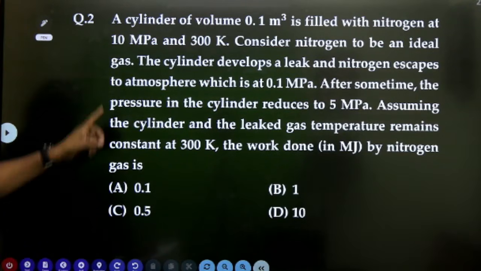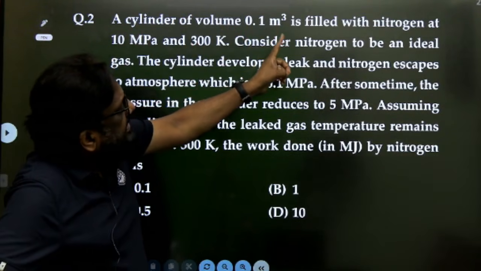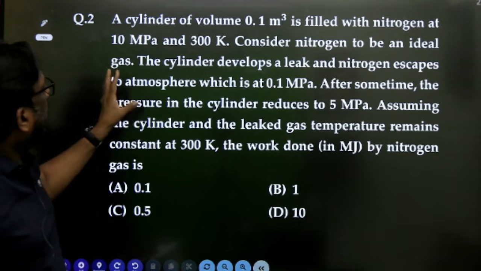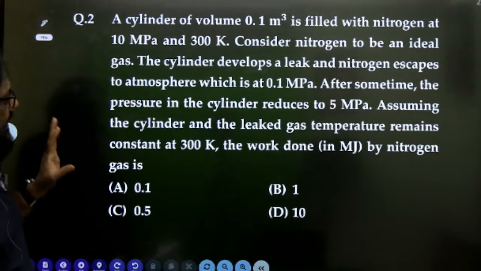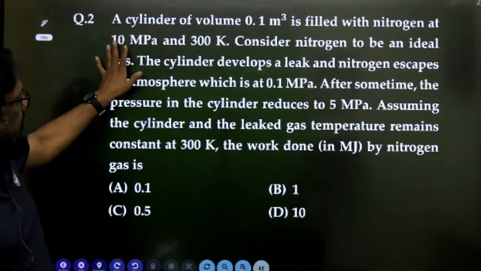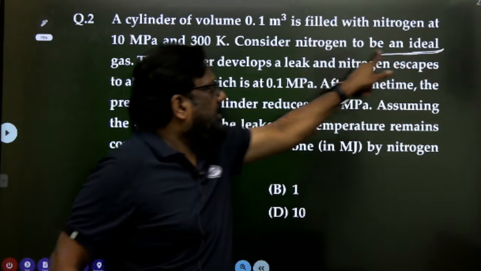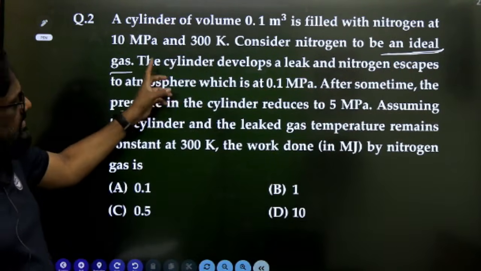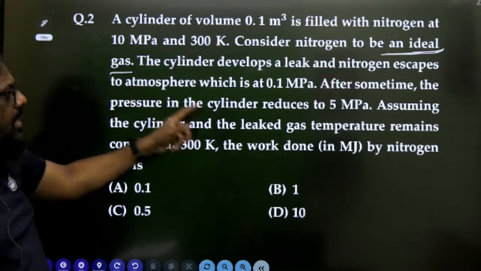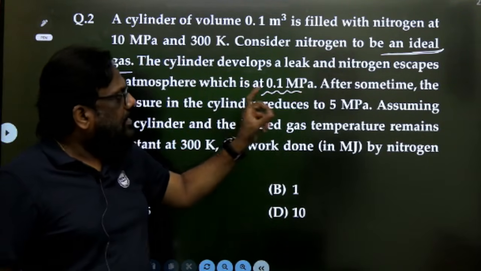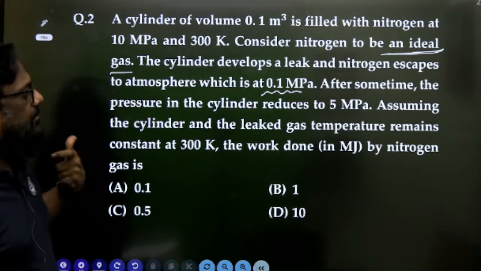Now, take this question. A cylinder of volume 0.1 meter cube is filled with nitrogen at 10 megapascal and 300 Kelvin. Consider nitrogen to be ideal gas. This is the catchword. The cylinder develops a leak and nitrogen escapes into atmosphere and the atmospheric pressure is 0.1. After some time, the pressure in the cylinder reduces to 5 megapascal.